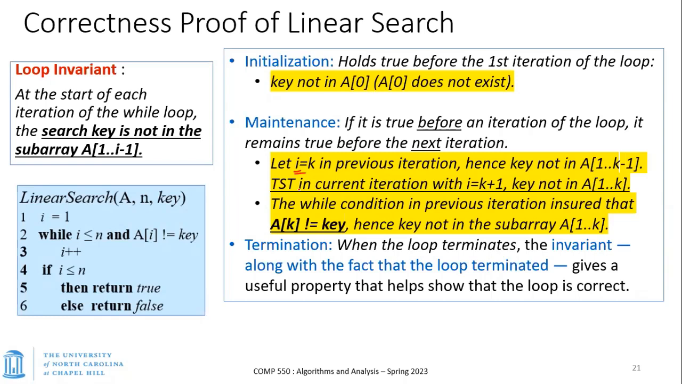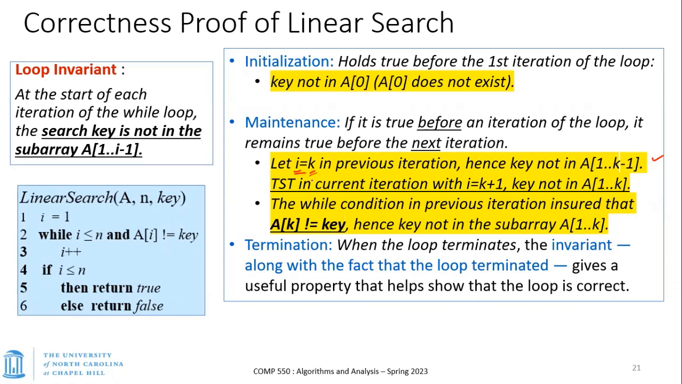So it's easier if you allocate a temporary variable or another variable, and this will come in handy on a number of occasions in this course. Okay, so let's say that I is equal to k in the previous iteration, and so in the current iteration, it has a value of k plus 1. If I is equal to k in the previous iteration, then from the loop invariant, the key was not in A1 through k minus 1. That is the loop invariant. Okay, so this is true.